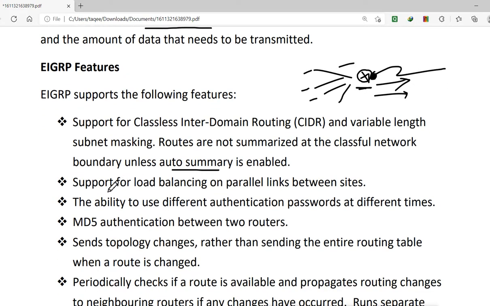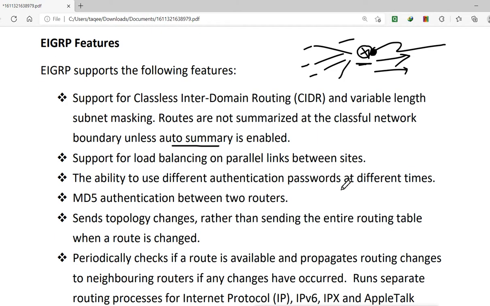Then you have support for load balancing on parallel links between the sites. Parallel links are supported by the other protocols also, like RIP version 1 and 2, and OSPF. They do support load balancing, maximum up to 4 paths.